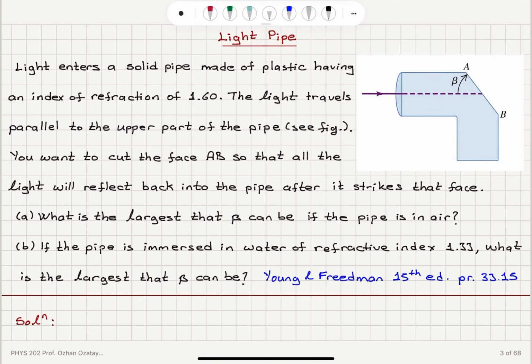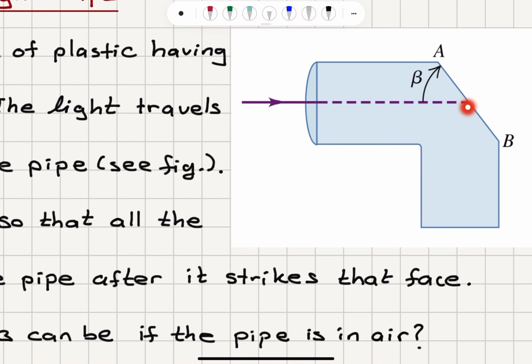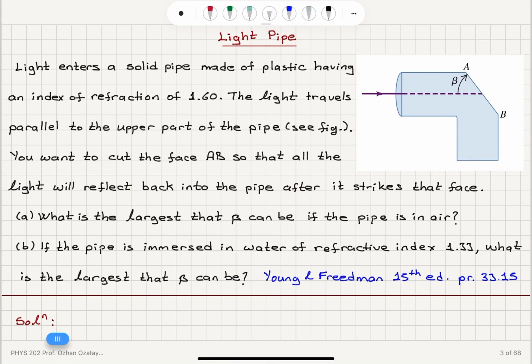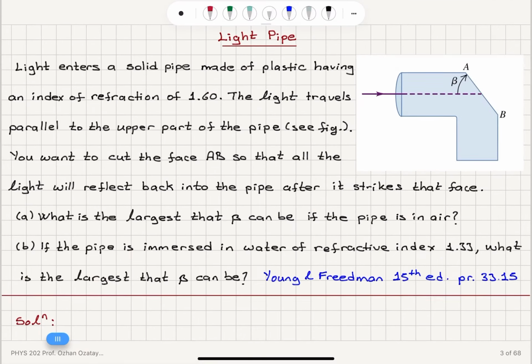Light pipe. Light enters a solid pipe made of plastic having an index of refraction of 1.6. The light travels parallel to the upper part of the pipe. So you can see it travels parallel to the upper part of the pipe. You want to cut the face AB so that all the light will reflect back into the pipe after it strikes that face. So it strikes this face and then it reflects back into the pipe.